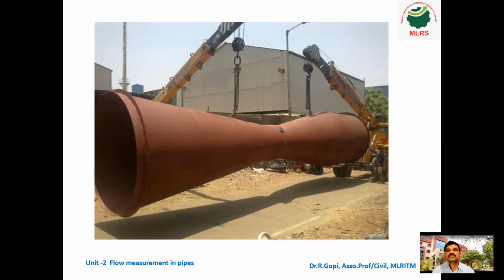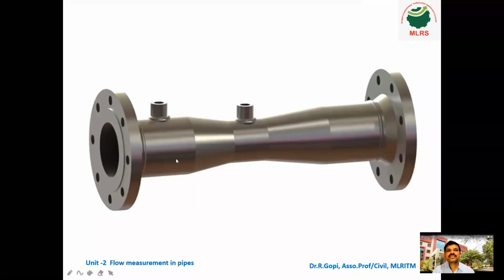Okay, so next, here you can see a smaller one. Suppose the diameter is only 20 mm pipe, then we can use this. So what is this hole? This hole is used to connect the manometer.